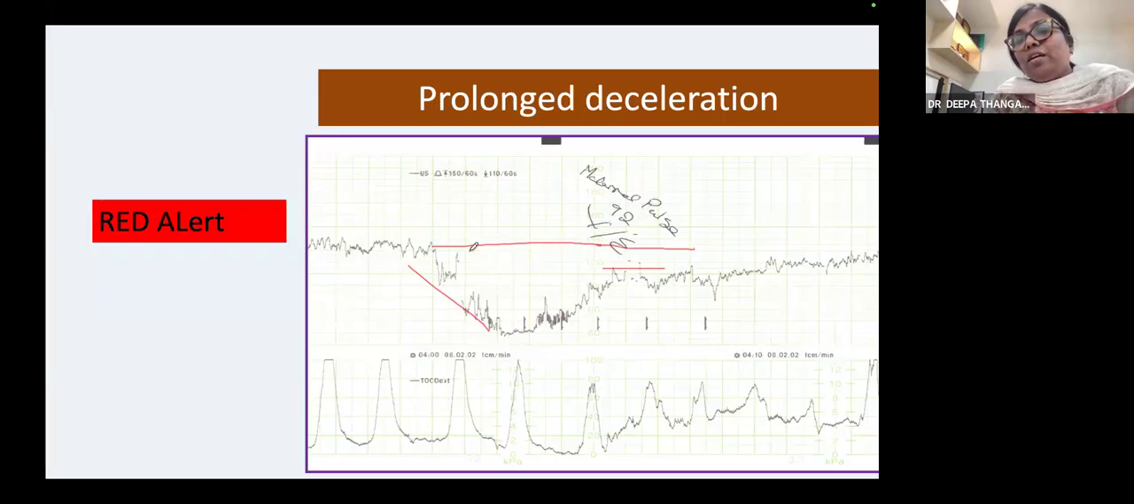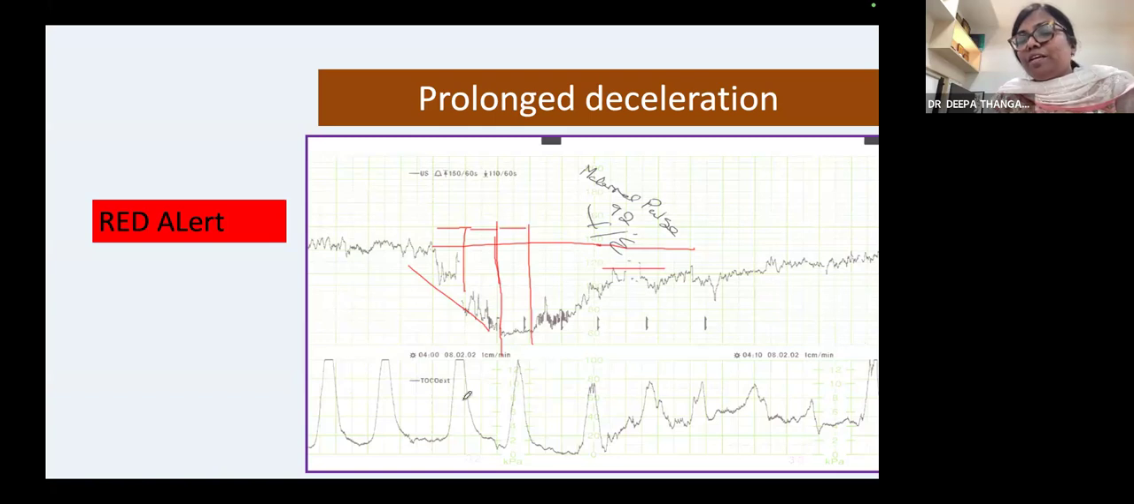So when do you alert the team? When it is two big squares, that is 2 minutes. This is 2 minutes. Fine. So when the deceleration lasts up to this, you have to alert the whole team. At 3 minutes, you have to start the resuscitation. By this time, you will be starting all your resuscitation.